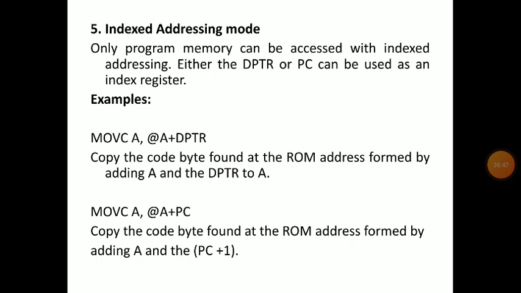MOVC A, @A+PC. Copy the code byte found at the ROM address formed by adding A and the PC plus 1. A and the PC plus 1 have to be added, and whatever we get should be used as the address from which we copy that code byte.